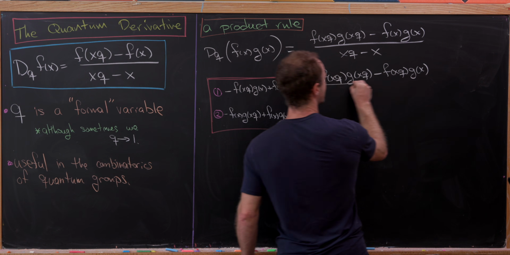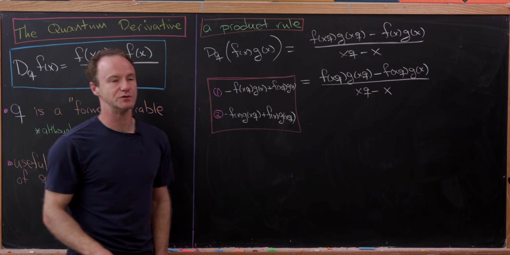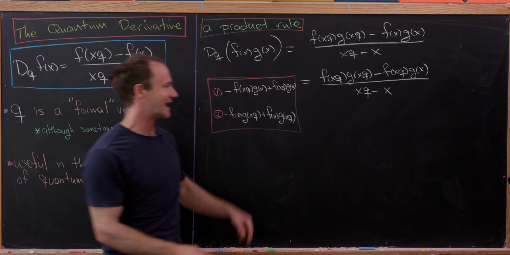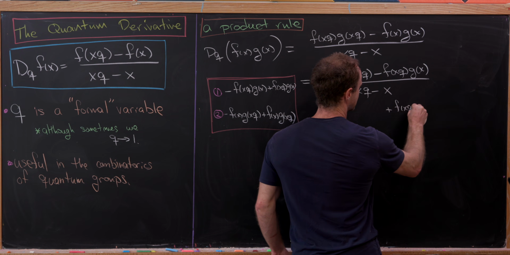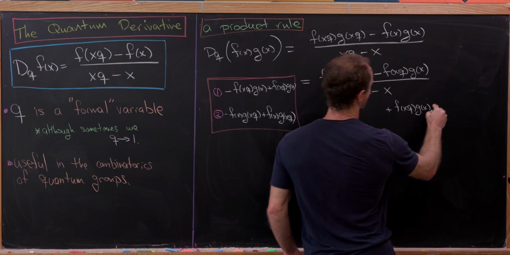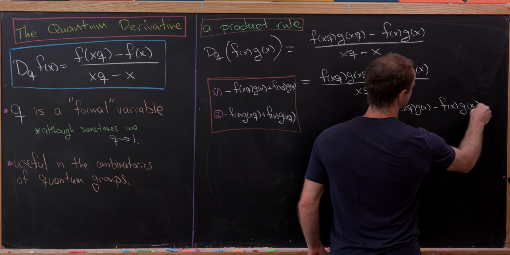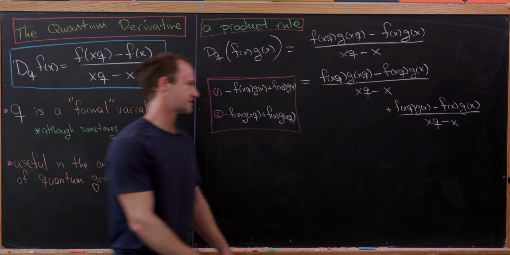And then I'm going to go ahead and put these all over this denominator because I'm going to split this into two pieces. And then I've got this term, the thing that we've added in. So plus f of xq times g of x, and then from that we need to subtract f of x times g of x, and that's all over xq minus x.